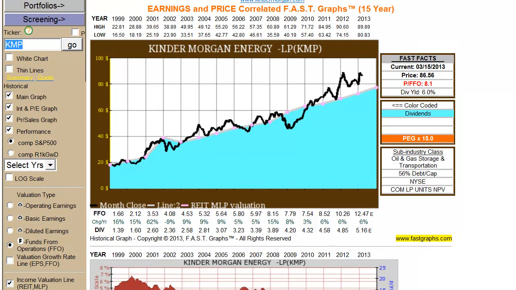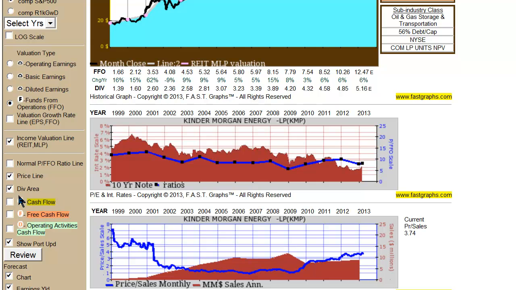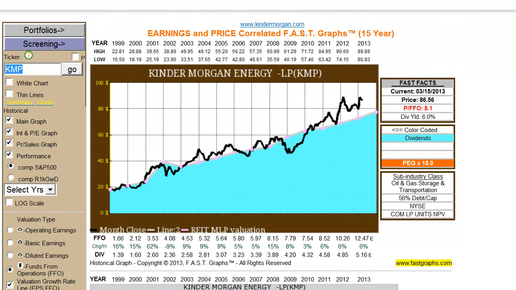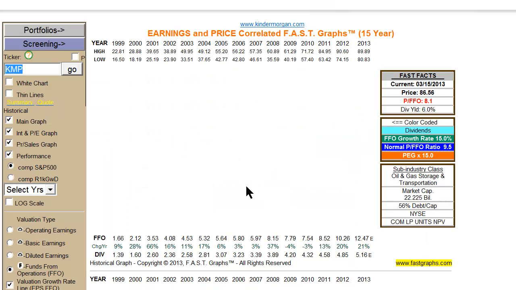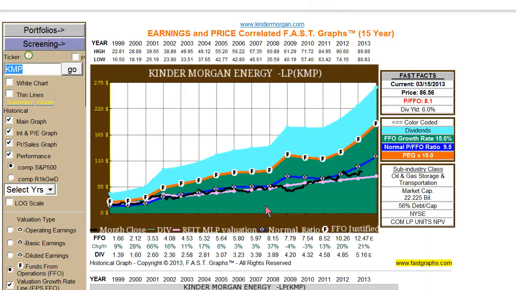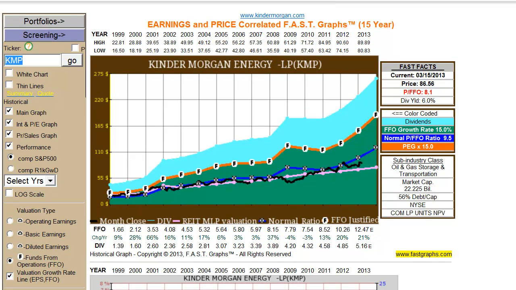So when I put the whole graph together, when I go ahead and click the box here that says the valuation line, that's going to put the orange funds from operations line, and then the normal price to funds from operations line. And notice this has changed from PE to price to funds from operations. When I draw a traditional FastGraph utilizing all of its parts, I get a picture that allows me to look at valuation from several different levels. I can look at it from the standpoint of funds from operations.